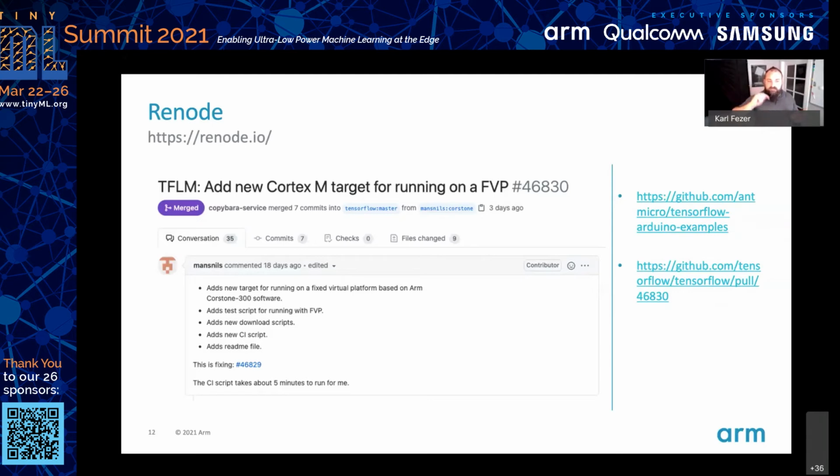That same FVP, the M55 for evaluation that's in IPSS, is also used here. So this pull request was from some of our engineers to add more Cortex-M targets for it. So you can go test the FVP for the M55, and that again is not even physically out yet, but you can test it now with Renode and see how you can develop with it.